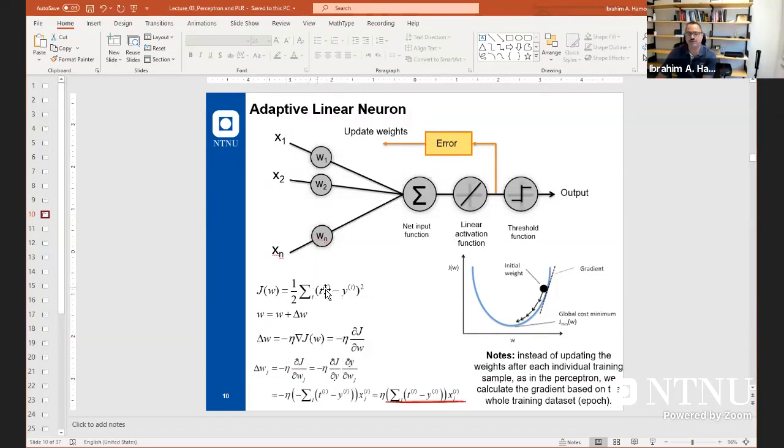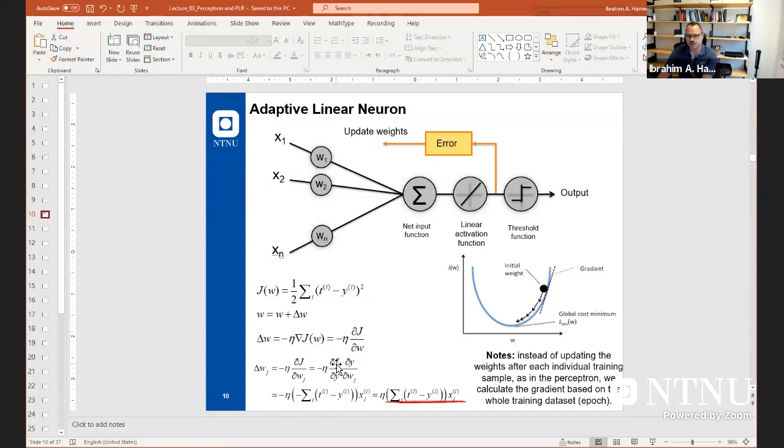There is no direct connection between J and omega. We cannot see any because the target is not a function of omega, but the output is a function of omega. Because y equals net, and net equals omega x. So this output is a function of omega, which means when we change omega, we change y, right? So delta omega will be minus eta multiplied by partial J by partial y multiplied by partial y by partial omega. We call it the chain rule because I want to find partial J by partial omega.